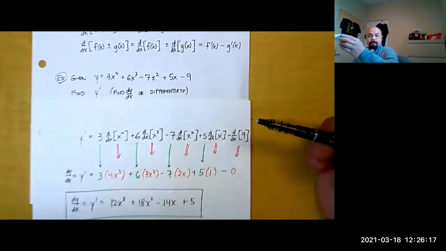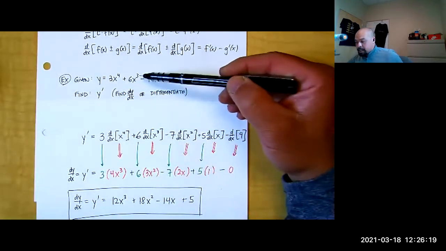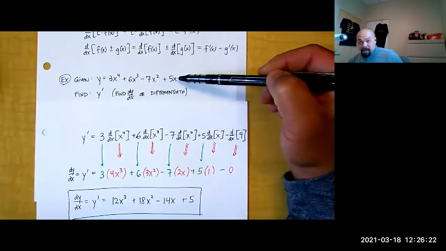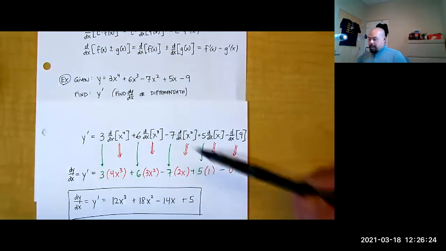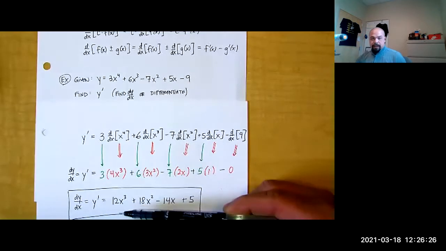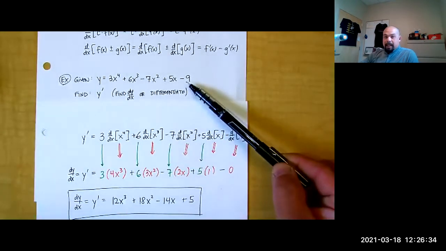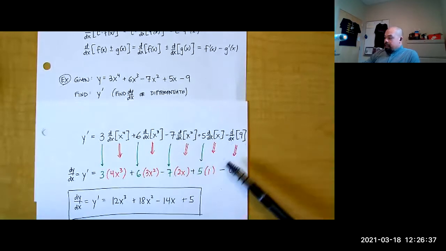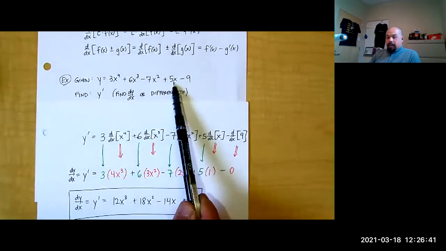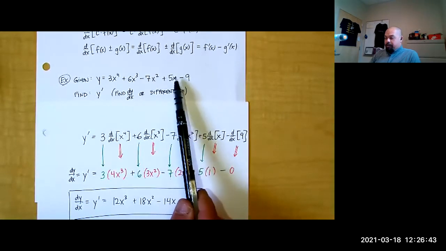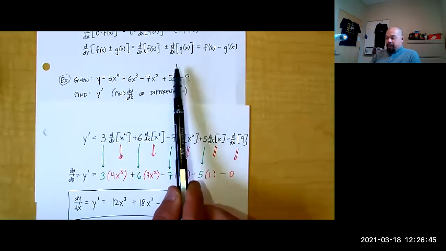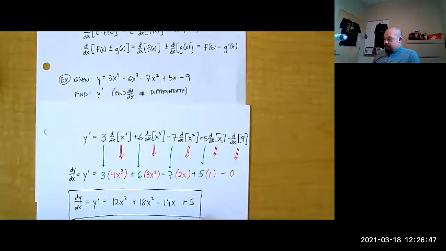Zoom out a little bit. That 3x to the fourth plus 6x cubed minus 7x squared plus 5x minus 9. That derivative, 12x cubed plus 18x squared minus 14x to the first plus 5. Right, that constant term, the minus 9, when you take its derivative, zeroes out, it disappears. That x to the first, that power rule, when you take its derivative, goes to 1, it disappears, if you will. Just the coefficient 5 is left.